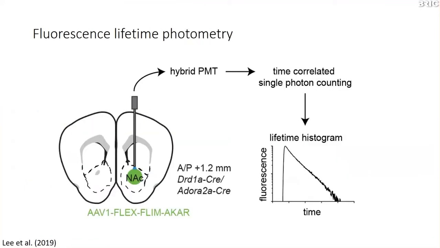So how do we actually use this sensor in vivo? We took advantage of FLIM-AKAR and a modified fiber photometry system that can detect the fluorescence lifetime of the sensor from the brain of awake, freely moving animals. Briefly, we expressed FLIM-AKAR using a virus, as I just mentioned previously with the dLight sensor. And after expressing this sensor, we can relay this optical signal from the nucleus accumbens using the fiber optics. And this signal will be detected by a hybrid PMT, which is basically a photon or light sensor, and then processed by an electronic called a time-correlated single photon counting machine, which can provide us with a lifetime histogram showing how fast the fluorescence decays.